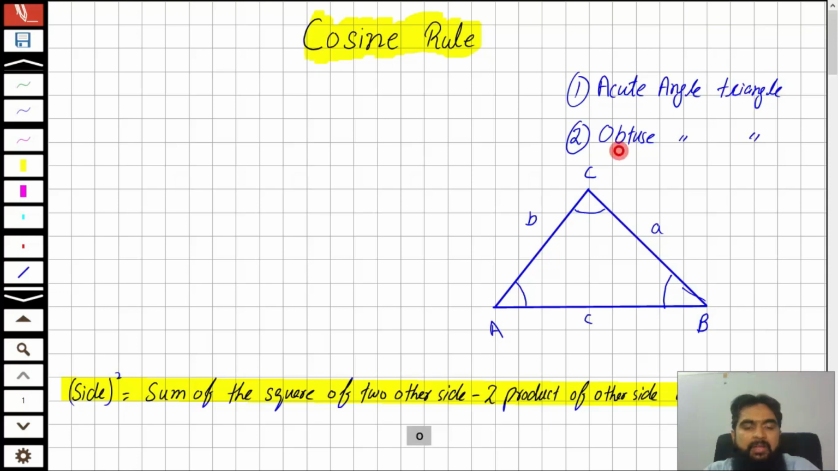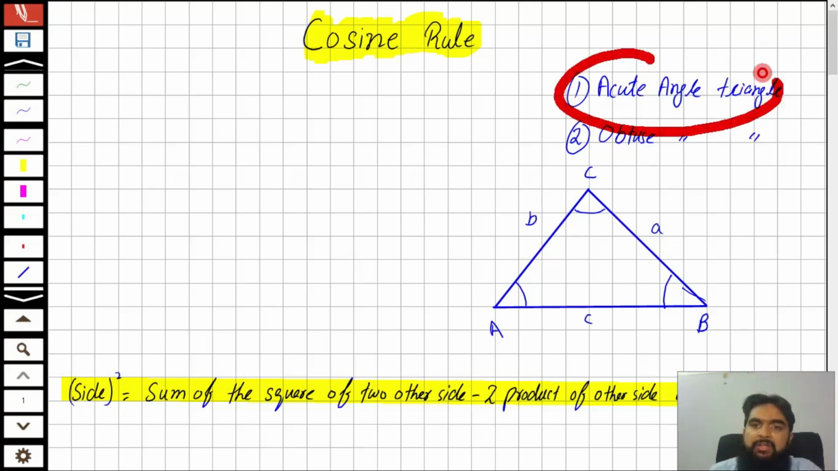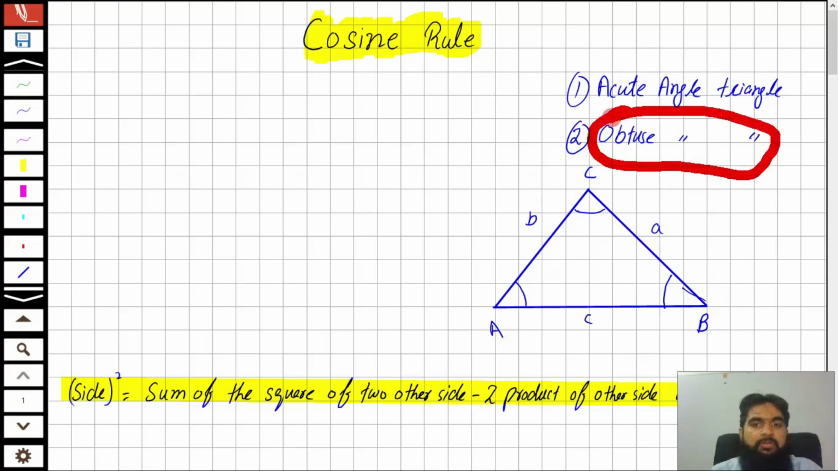Today we will discuss a topic of trigonometry, that is the cosine rule. First of all, we have to know in which triangle we can use the cosine rule. We can use the cosine rule in the acute angle triangle, and we can use the cosine rule on the obtuse angle triangle.